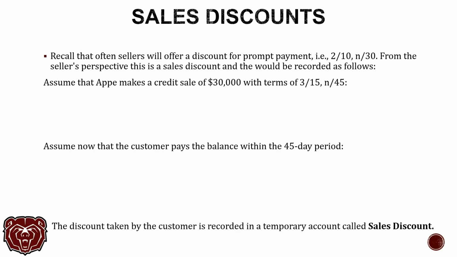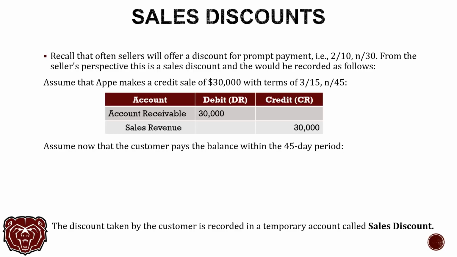Let's assume that we make a credit sale of $30,000 with terms of 3/15 net 45, okay? So we make the AR $30,000, increase it, and then we're going to increase sales revenue by $30,000 because we provided the good to them. We've already given them the computer. Now we're just waiting on them to pay.